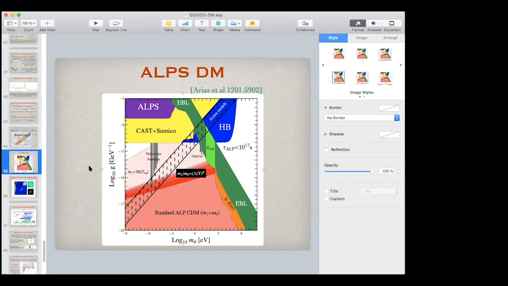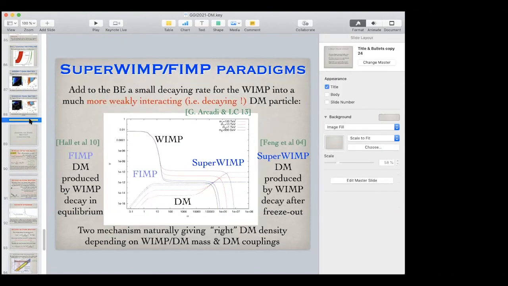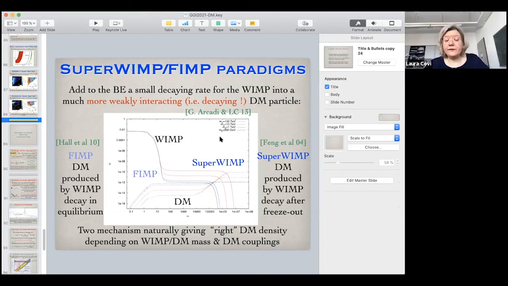Yeah. And regarding the slide that you showed on the FIMP and the super WIMP, yes. So from these scenarios, both the FIMP and the super WIMP are produced from the WIMP. So in this case, there wouldn't be any WIMP left. It would have decayed away. Is that correct? Yes, in this case, the WIMP would have gone away, but you would have produced this other particle.